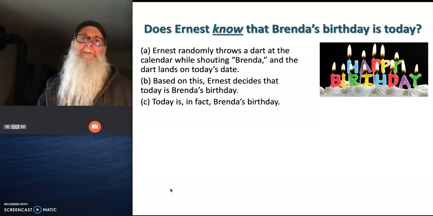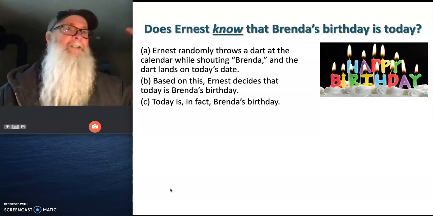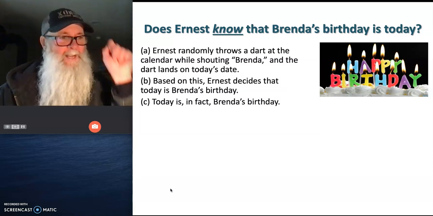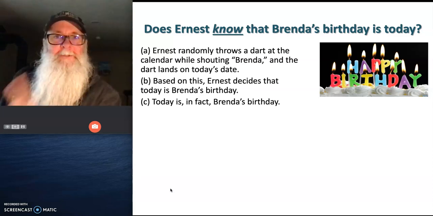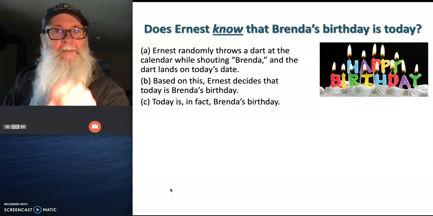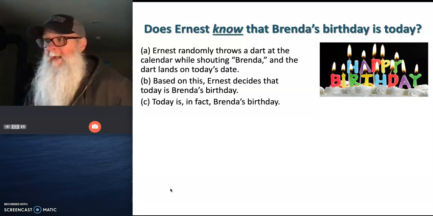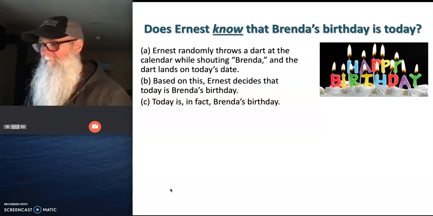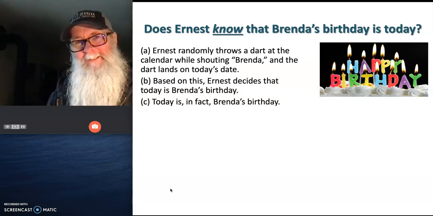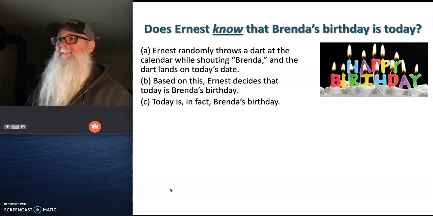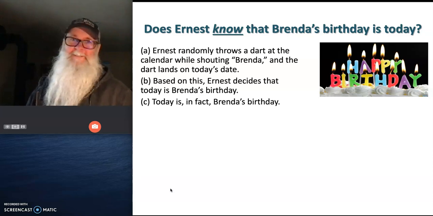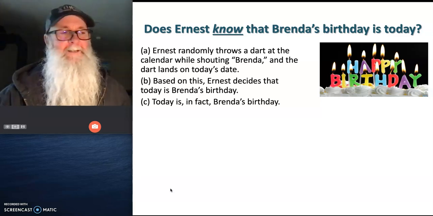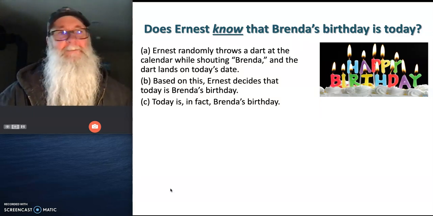All right, what about these circumstances? Ernest randomly throws a dart at the calendar at the same time he shouts, "Brenda!" really loud, and the dart lands on today's date. Based on that, Ernest says, "I know today is Brenda's birthday because that dart landed on this day on the calendar." And he's right. Today is Brenda's birthday. Does he know it's Brenda's birthday? And we're like, dude, no, that's just coincidence. That's like the broken clock being right twice a day. It's not really telling you the correct time. It's just stuck on that time.